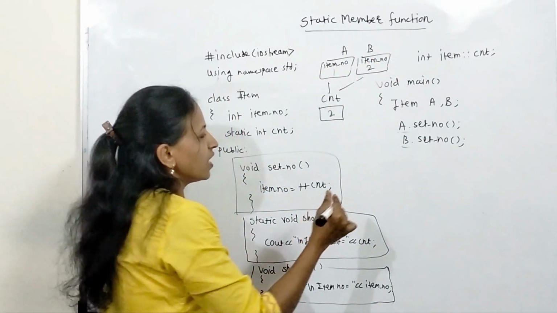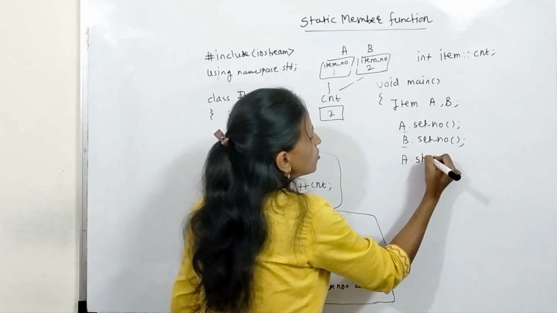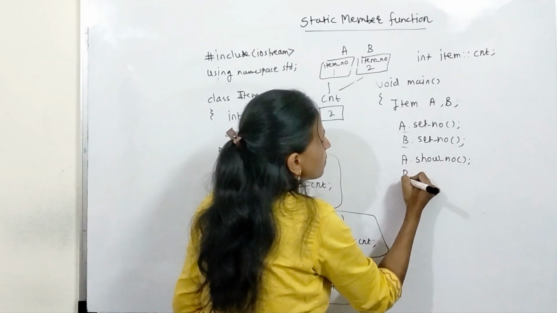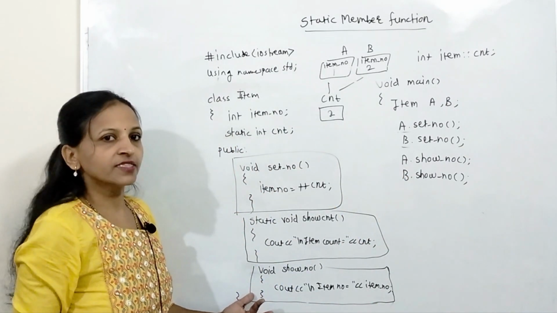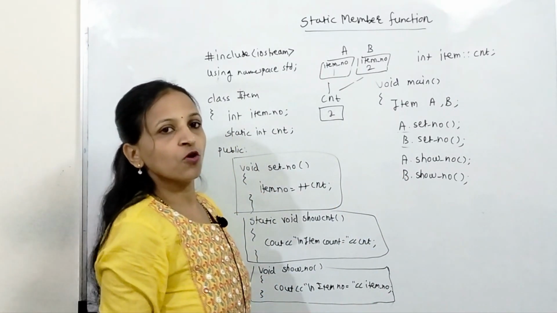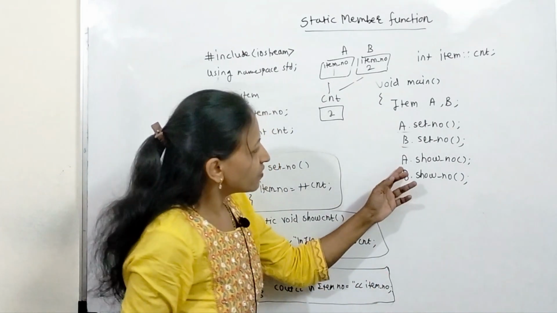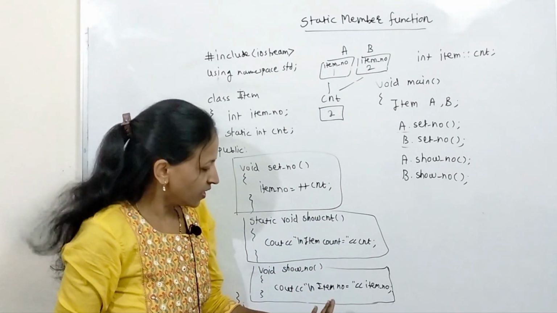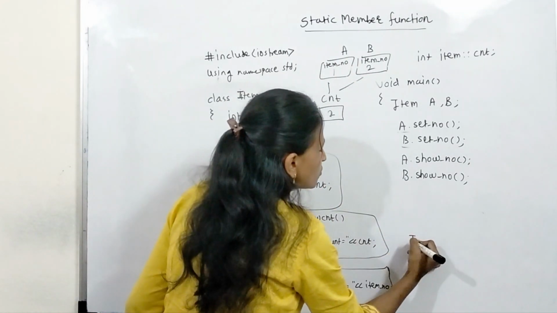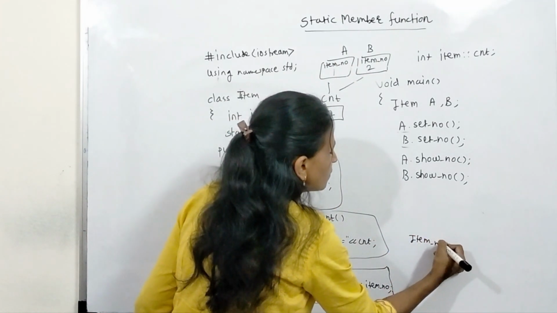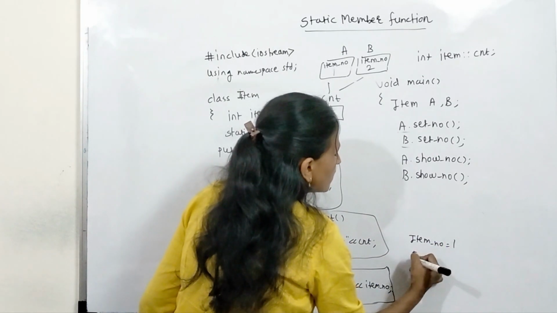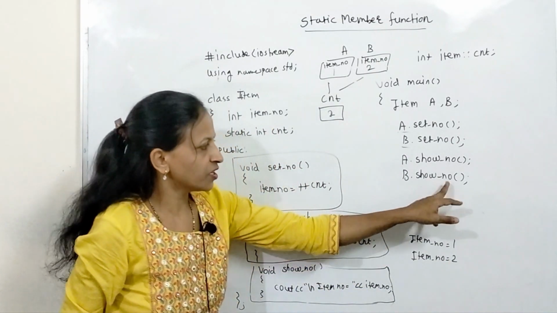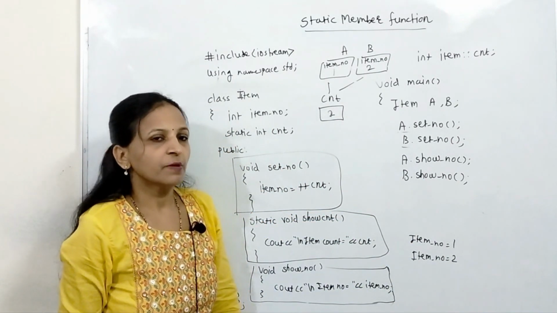Now see, I am just writing a dot show number and b dot show number. This show number is a non-static member function, that's why we have to call it using object dot. Whenever we call a dot show number, automatically the item number of that a will be displayed. Like on the output screen you will get item number equal to 1, then item number equal to 2, because we are calling b's show number method.